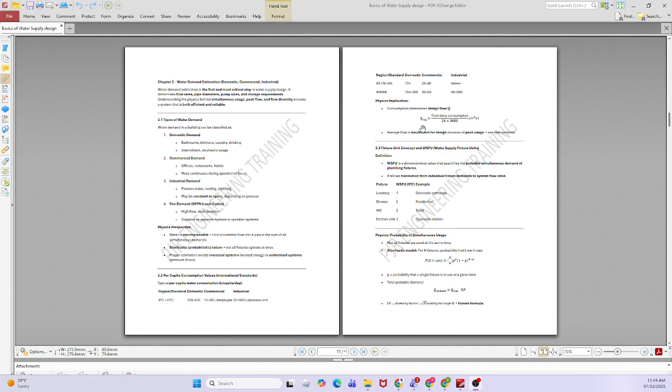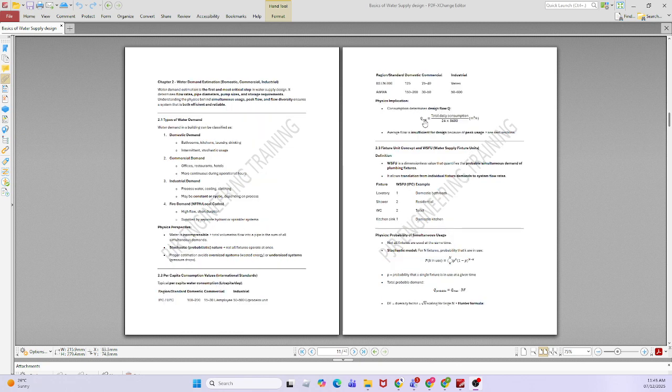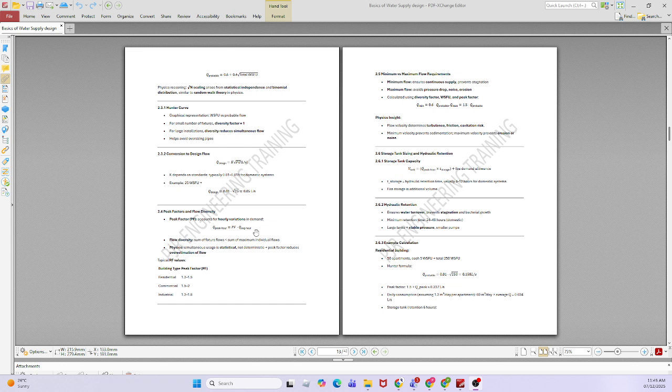Clear? So that is the Q average hour. Then you multiply by the peak factor. You have a different peak factor depending upon the application, and then you get Q peak hour. That Q peak hour you multiply by the number of hours you may use, and that will be your V tank, the volume of the tank.